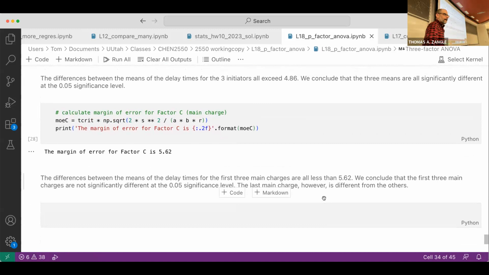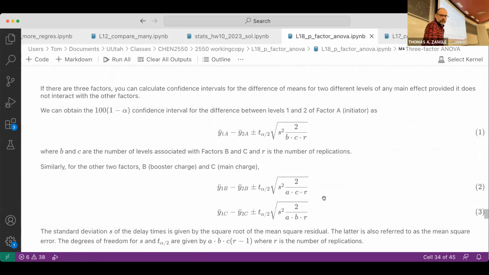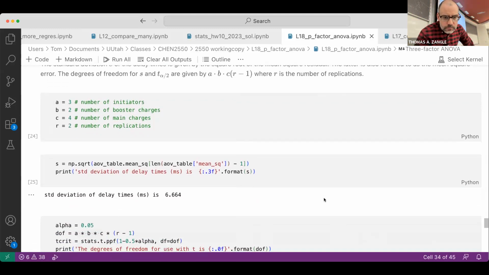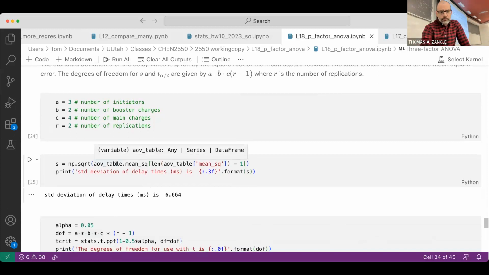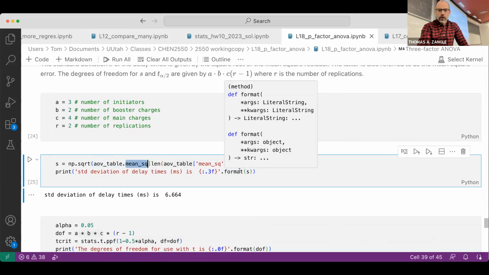Can you go back to the code for calculating the standard deviation? Yes, it's just a little bit down lower, S equals. Can you interpret what that is pulling from? It's taking the mean squares that were made by the AOV table. It's one of the parameters in the AOV table, the mean square, and this is the mean square for the overall experiment that we're using, right?